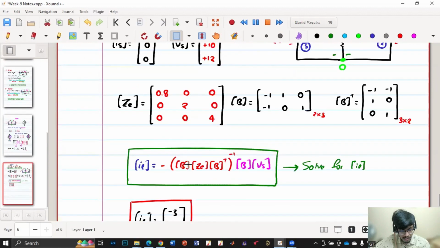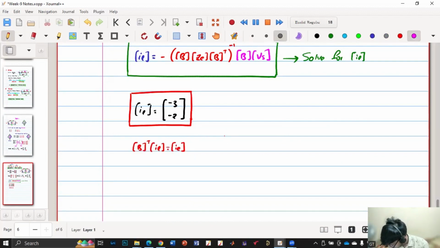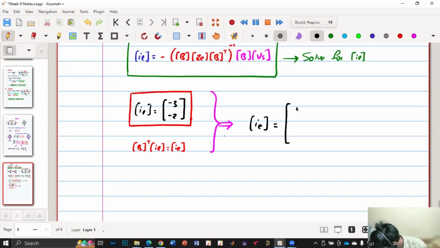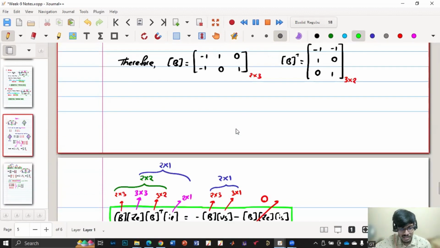So if you use that result, B transpose into IL is equals to IE. If you do, then you will get IE, element currents. Okay. If you do that, again, I will directly write the answer. IE is 5, minus 3, minus 2. So you'll be getting this IE. So these are the currents that it is saying. My math is saying these are the currents.